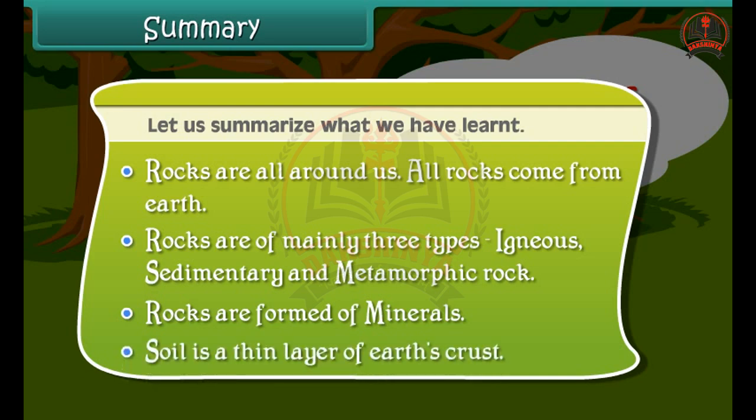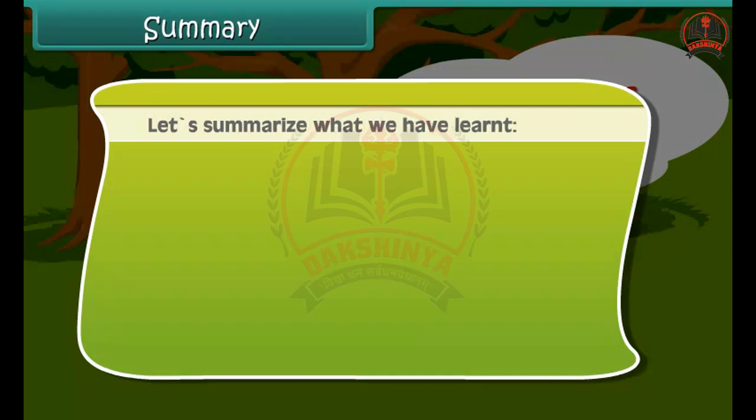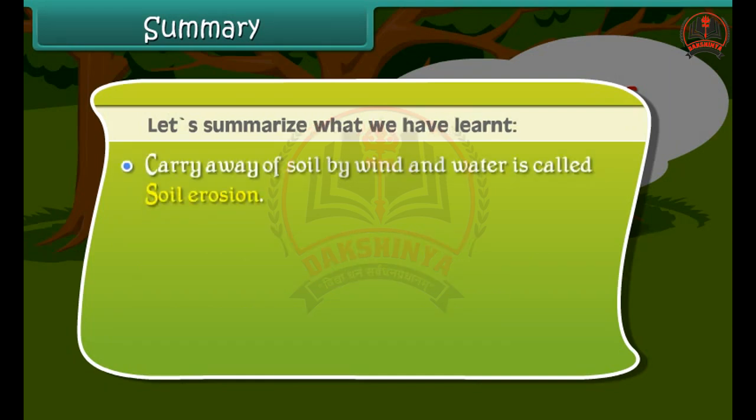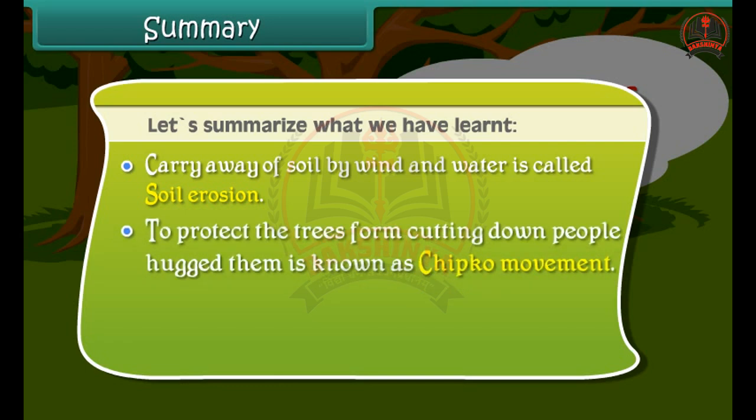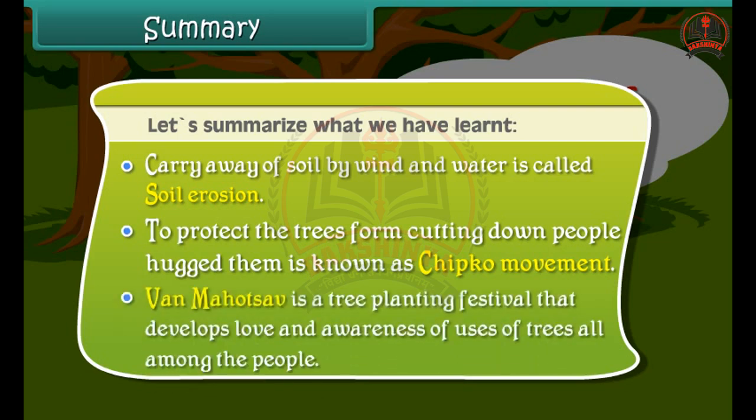Soil is a thin layer of the earth's crust. Carrying away of soil by wind and water is called soil erosion. To protect trees from being felled, people hugged them, and this movement is known as the Chipko movement. Van Mahotsav is a tree planting festival that develops love and awareness of the uses of trees among the people.